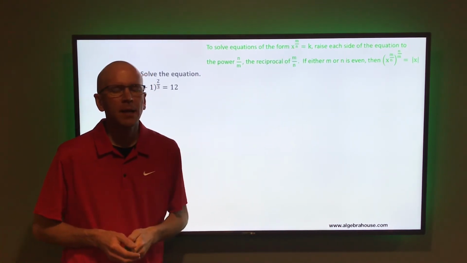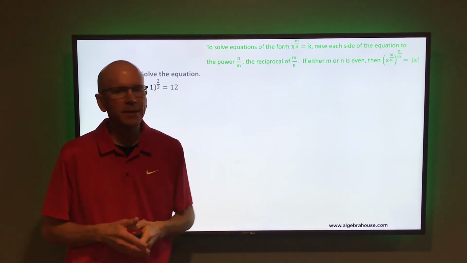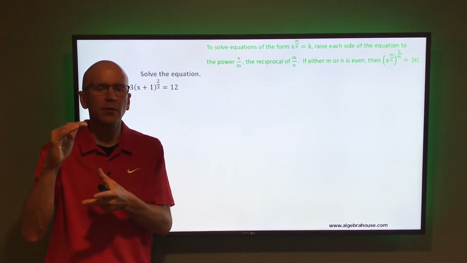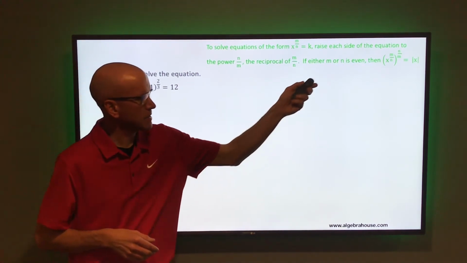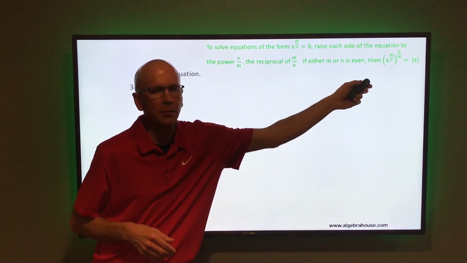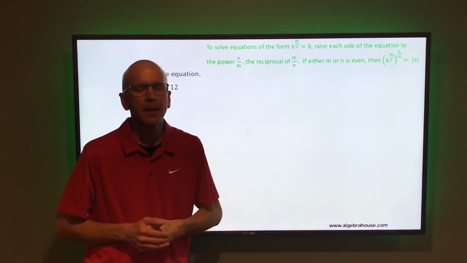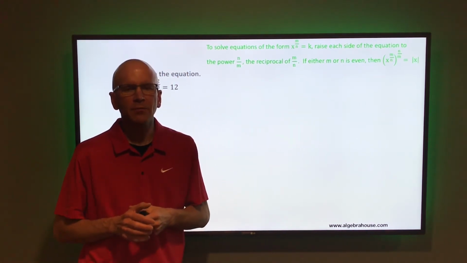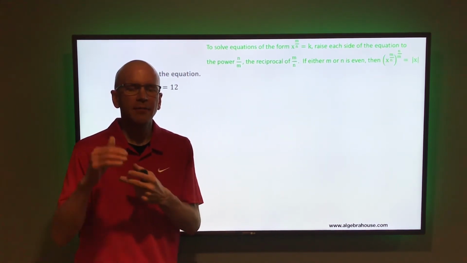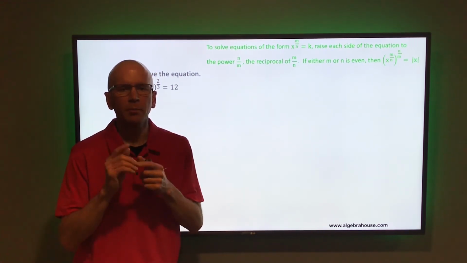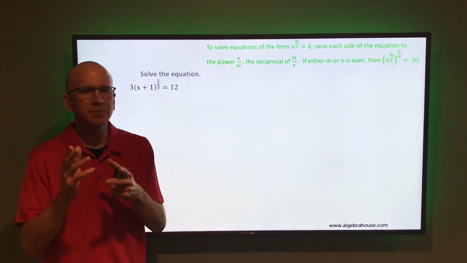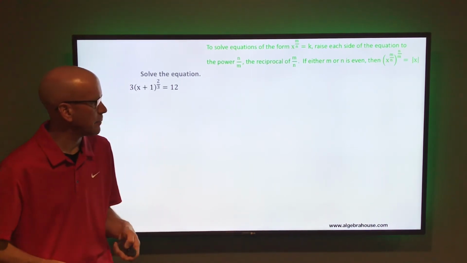If either m or n is even, so if either the numerator or denominator of that fractional exponent is even, then x to the m over n raised to the reciprocal, raised to the n over m power, equals the absolute value of x. In other words, if either the numerator or denominator of that fractional exponent is even, you're going to apply absolute value. Seems confusing? You'll see it better with an example.